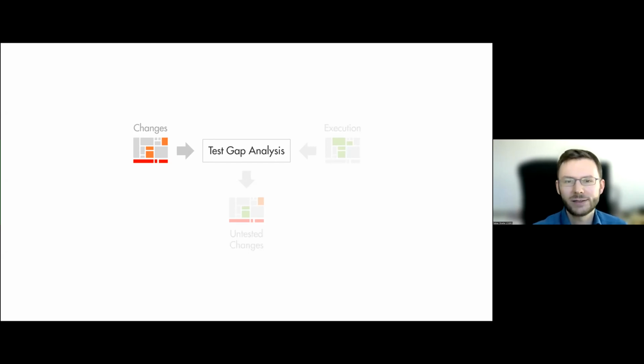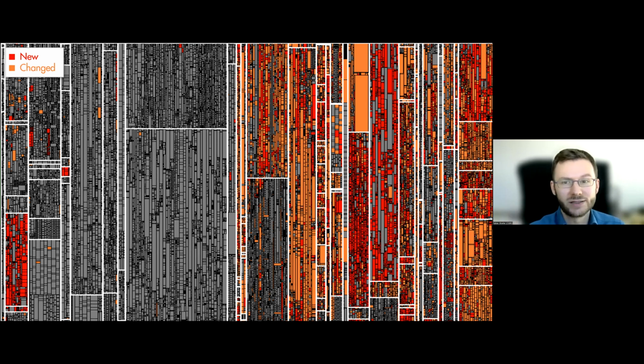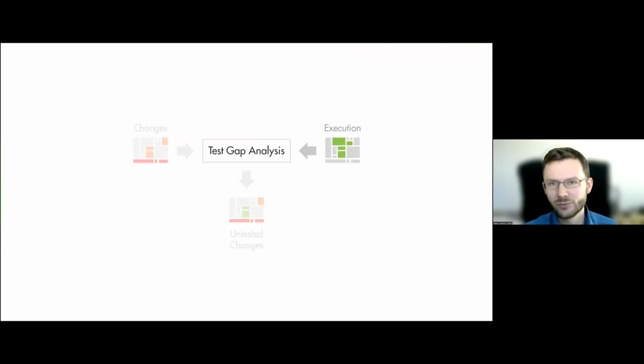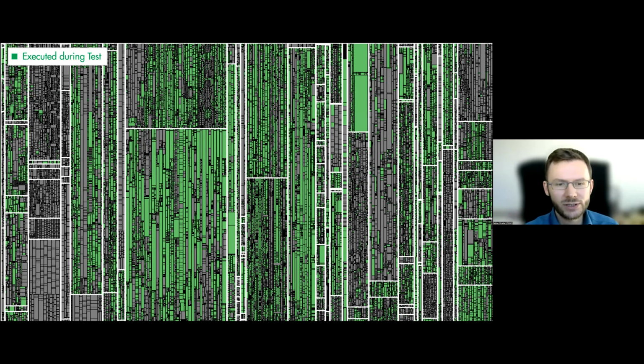Now every rectangle that is gray has not been changed since the last release. And if it's colored, then it has been changed. So either it's completely new code, then it's red, or the code was already there at the last release, but somebody made a modification, then it's orange. We can do the same for the test coverage data that we have. Now gray means this was not executed during the tests, regardless of the test stage. And green means in one of the test stages, this method was executed.